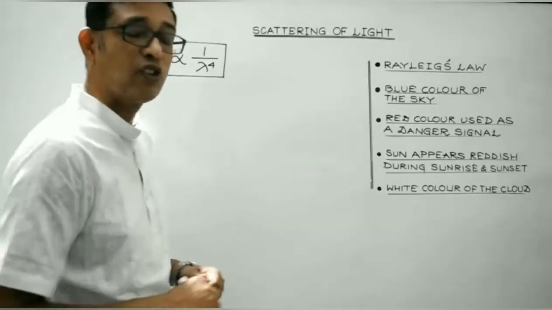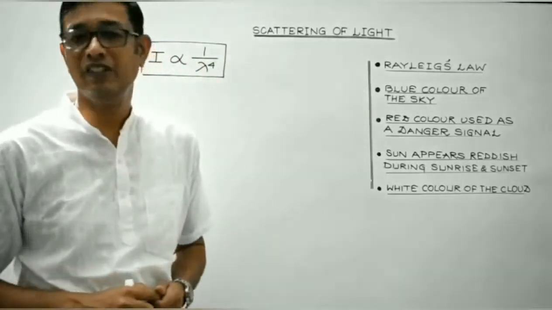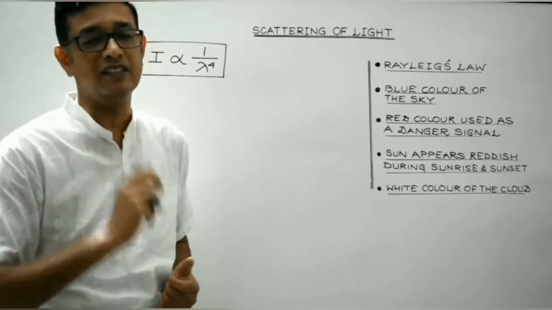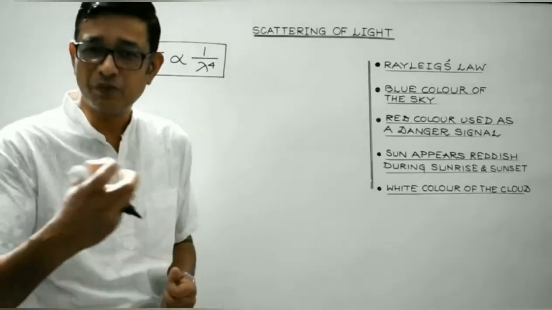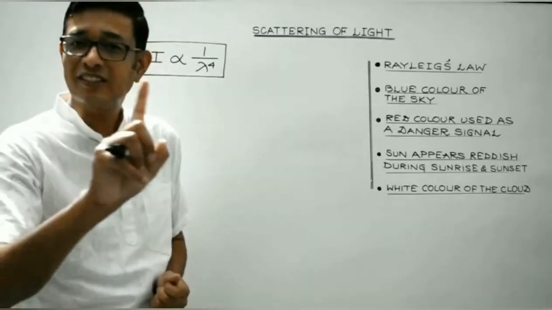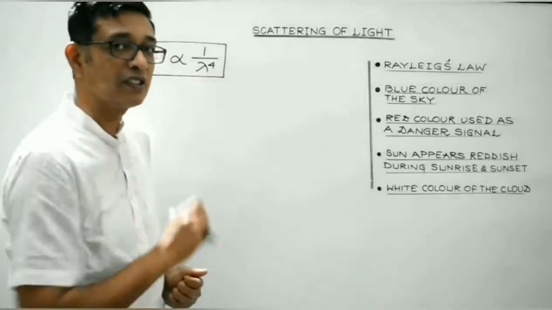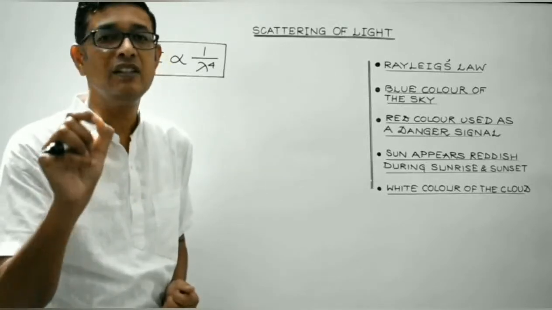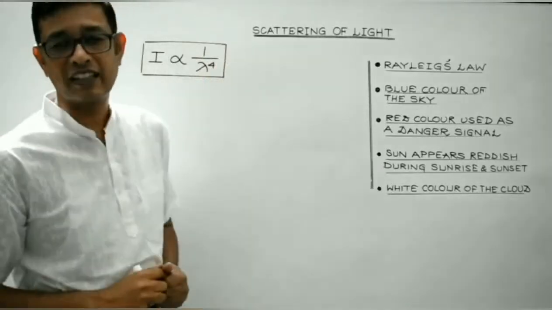Right? And I would like to mention that Rayleigh's law of scattering is valid only when the light gets scattered through extremely small particles. When the light gets scattered through large particles like dust particles or water droplets, then Rayleigh's law is not valid. So the light gets scattered as per this law only when it gets scattered through molecules which are of extremely small size. Right? So this is Rayleigh's law of scattering.